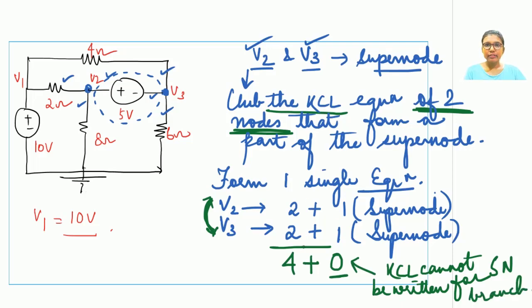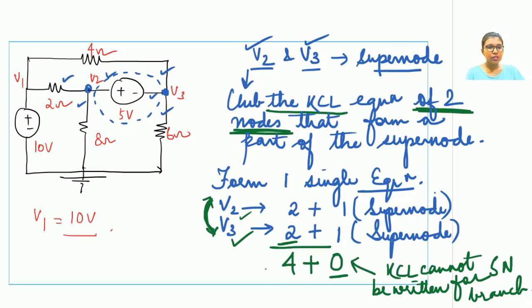So is this part clear? There are 2 branches for which KCL can be written. They are associated with the node V2, and there are 2 branches associated with V3 for whom the KCL equations can be written. So now when we club the branches by taking V2 and V3 as a supernode, the number of terms present in that supernode equation would be 4 terms. Now let us write and check it out.